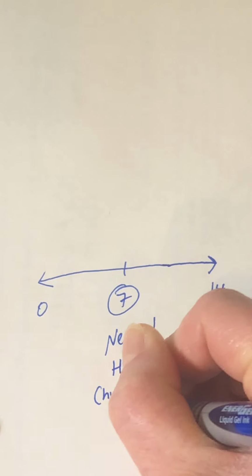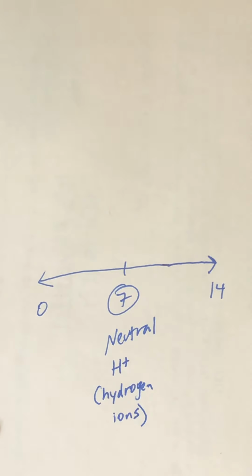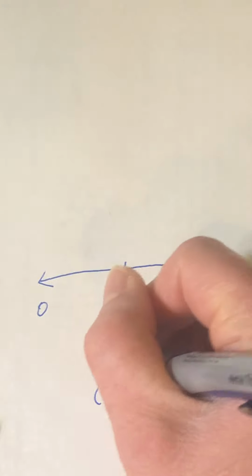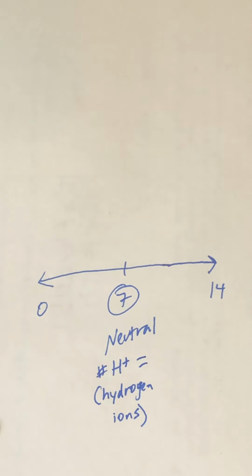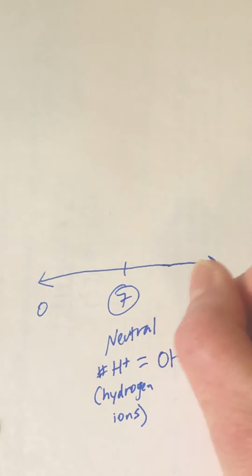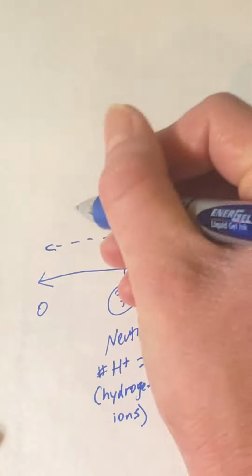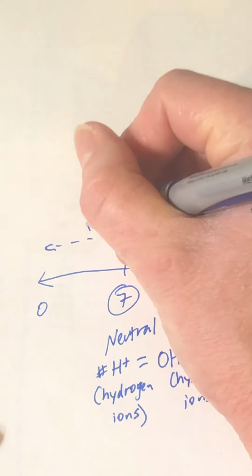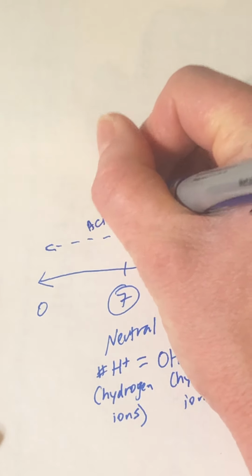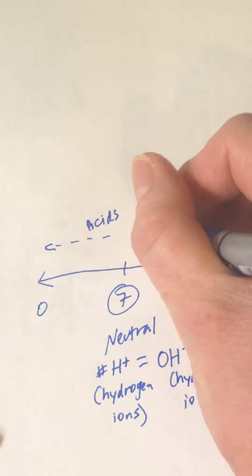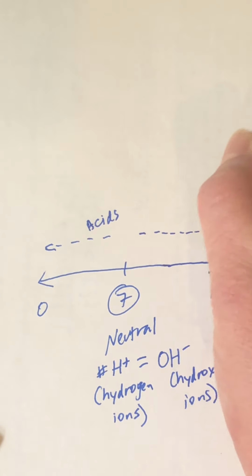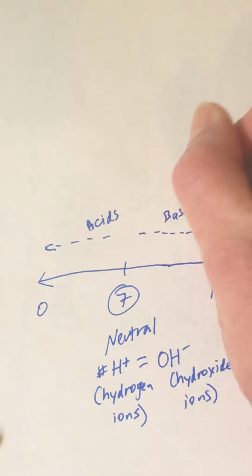So when I write H+, those refer to hydrogen ions. If the number of them is the same as the number of hydroxide ions, OH-, then that means it's neutral. Anything to the left of 7 is an acid, and anything to the right of 7 is a base.